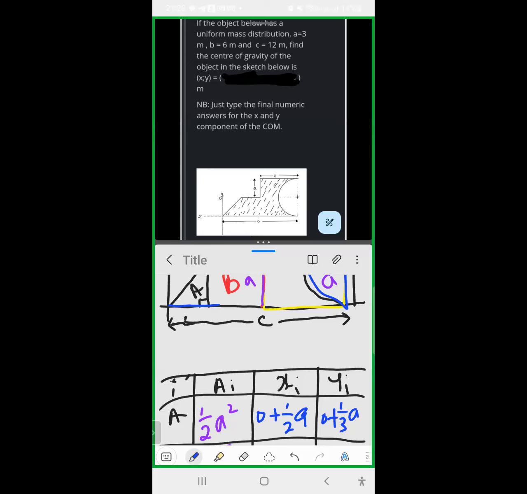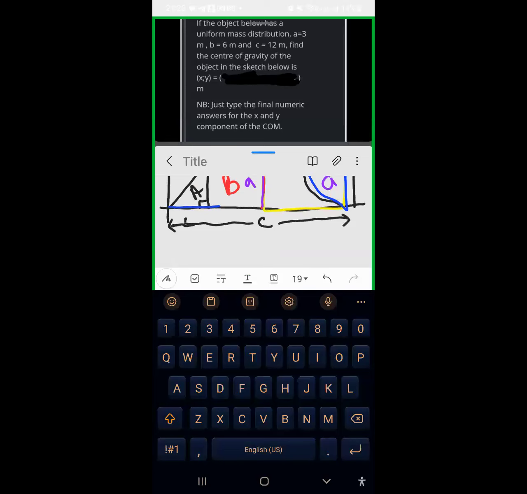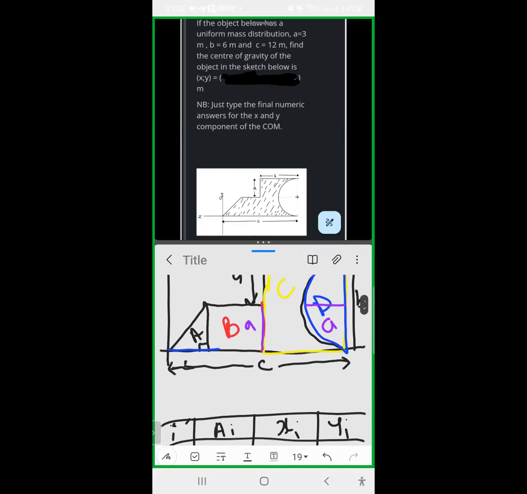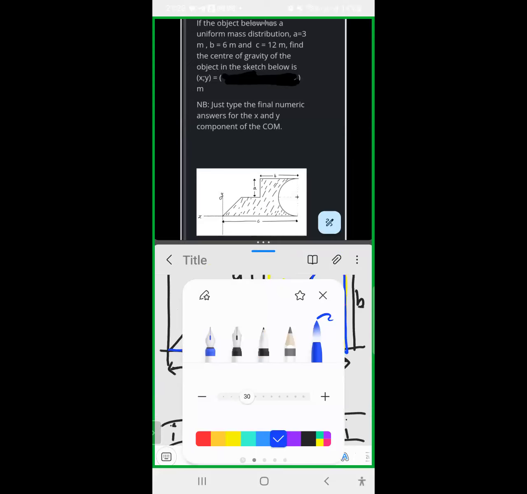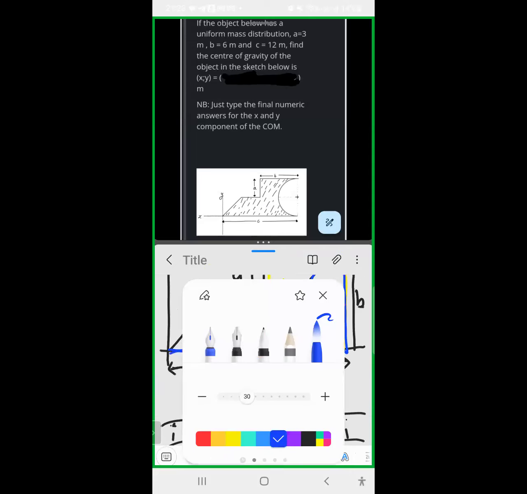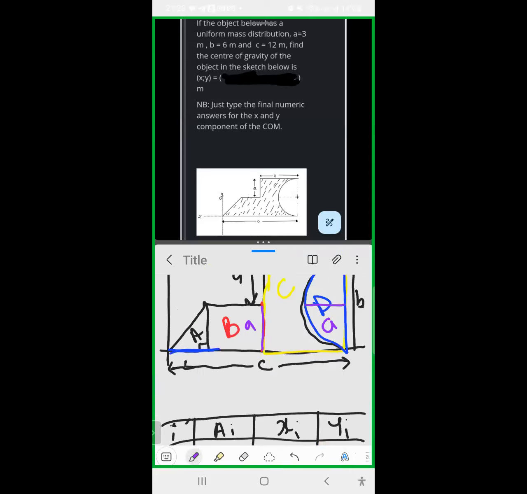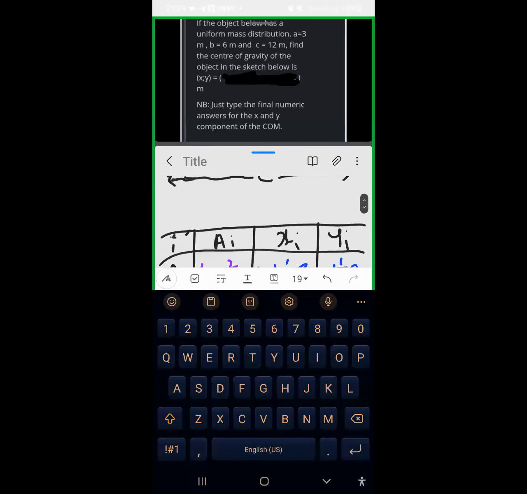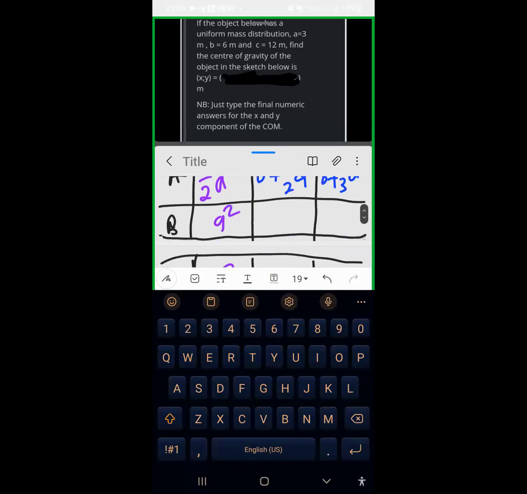Now, let's look into object B. For object B, we can notice that it is located 3 meters, or a unit, from where? From the origin. That is the distance from here to here. Let me use a different color. This distance from here to here is 3 units. It's located 3 units from the origin along the x. Therefore, the x center of mass will be 3, which is a unit.